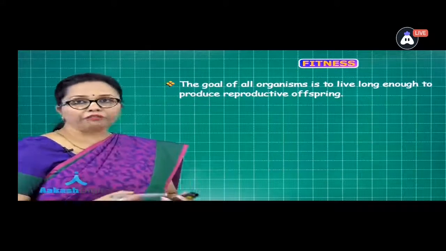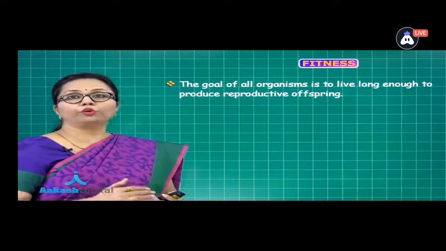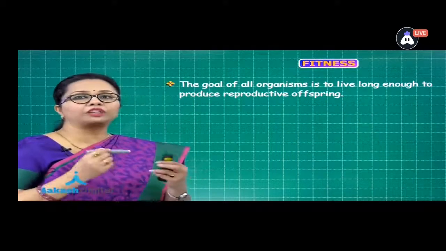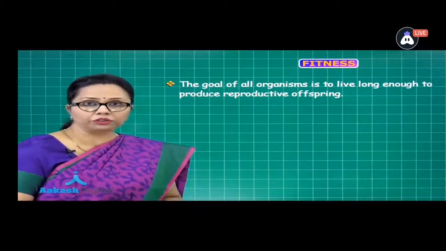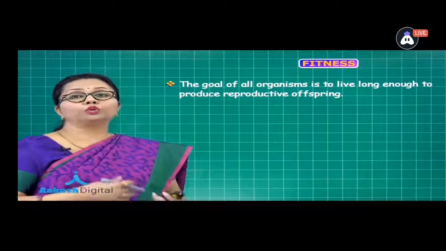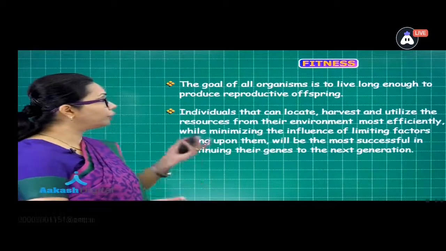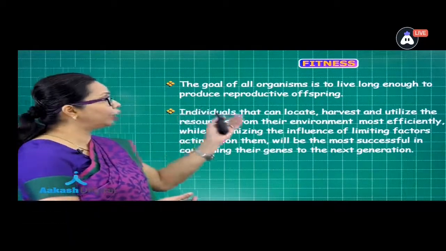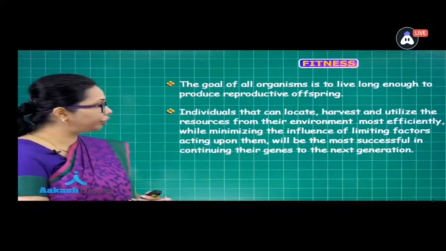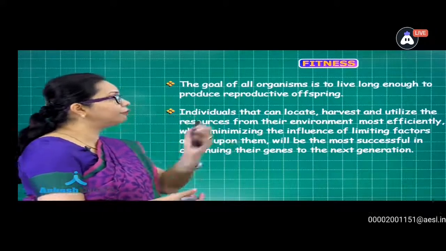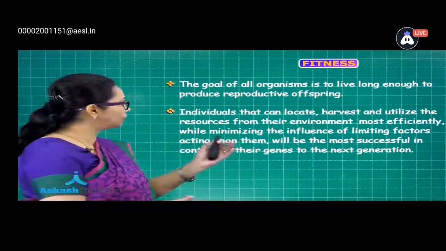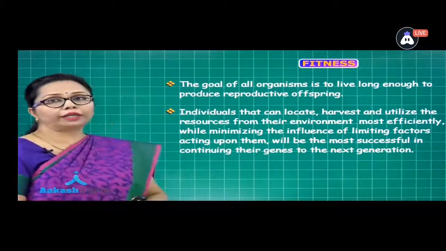So, according to Darwin, the fittest is not somebody who is taller, sharper, stronger, but the one who is able to survive in those competitive situations and reproduce large number of offspring to carry on its gene pool. In other words, individuals that can locate, harvest and utilize the resources, which are of course in limitation, and they minimize the influence of the limiting factors acting upon them, would be most successful in continuing their genes to the next generation.